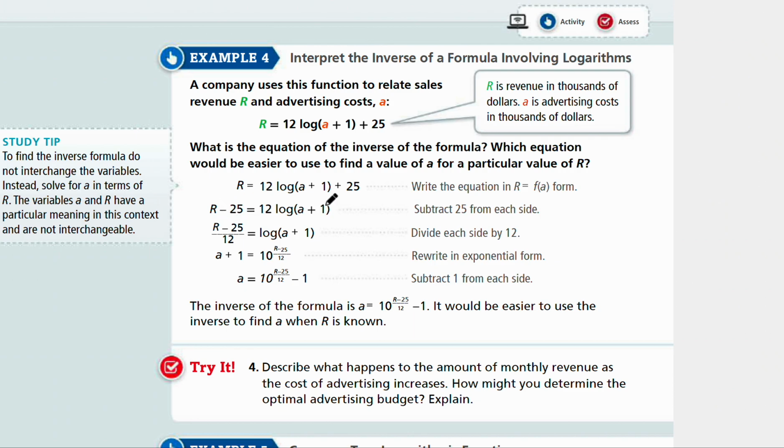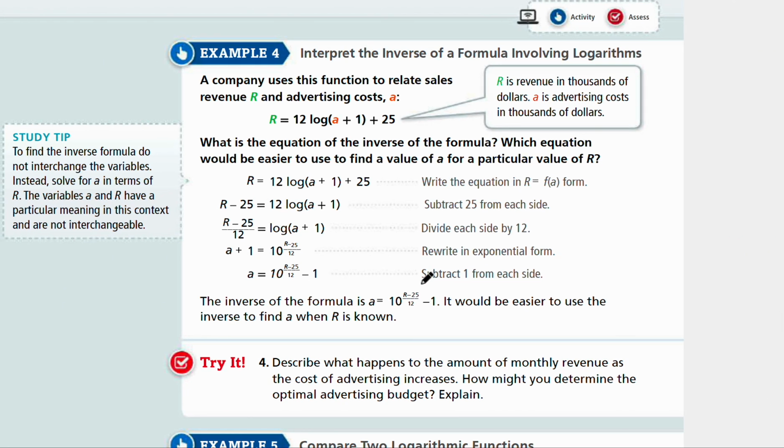So you're going to subtract 25 on both sides and then divide by 12. And then now we're going to change it to the exponential form and solve for A, which is 10 to the power of (R minus 25) over 12 as a power, minus 1. So the inverse formula actually did not interchange A and R, but when we solve for A, this is the inverse formula. This is also called the inverse formula in the real world scenario. So that may be a little bit confusing.